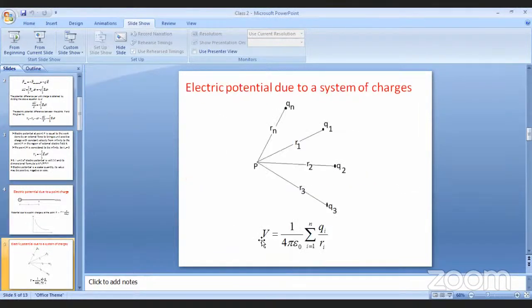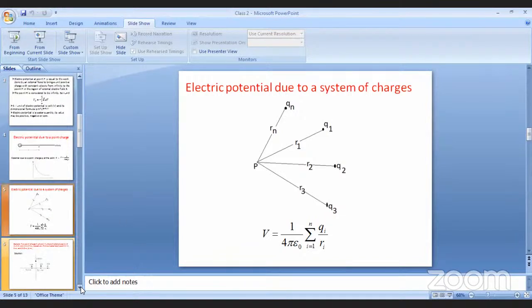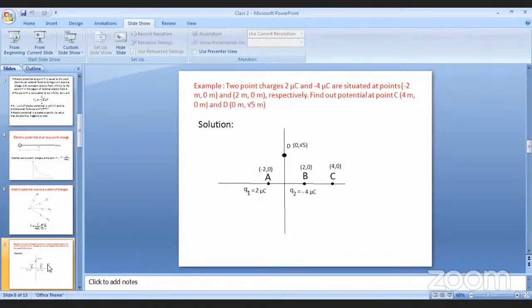And here, when you have an assembly of charges, you have to find the net electric potential by this summation. Here also you are applying the superposition principle, right? So in order to illustrate this, we have a numerical problem here.